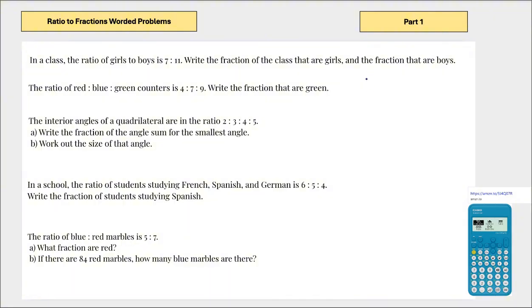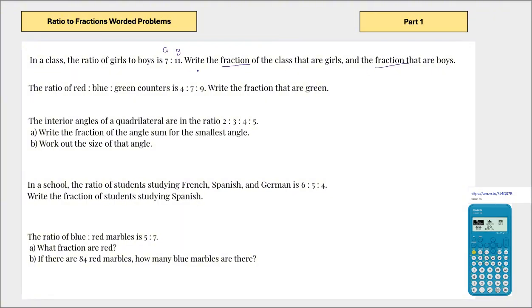In a class, the ratio of girls to boys is 7 to 11. So remember, it's how it's written. So that'll be girls to boys. Write the fraction of the class that are girls and the fraction that are boys. It's key to underline the bits that you need to understand. So you've got to find the fraction of the girls and the fraction of the boys.